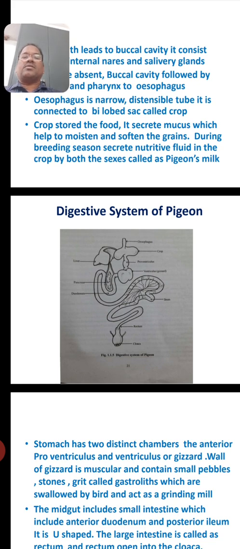In the next lecture we'll discuss the ruminant stomach, which is present in herbivore animals.